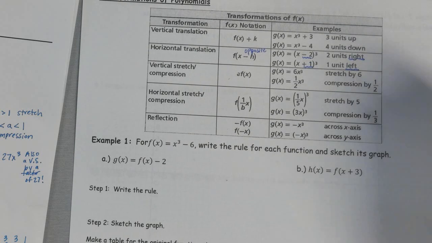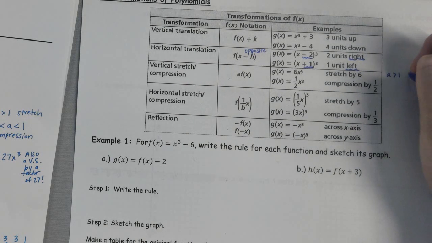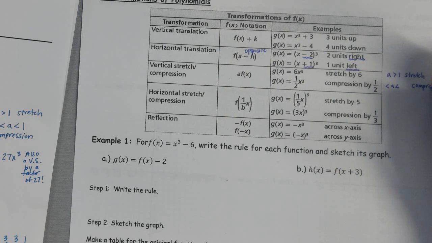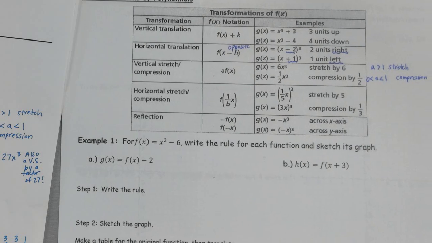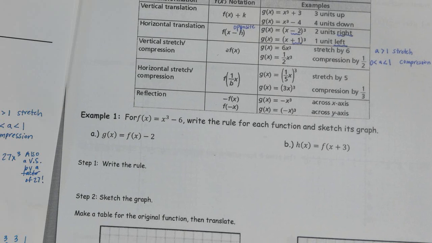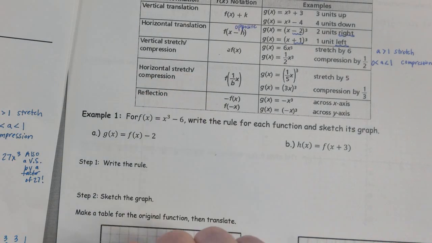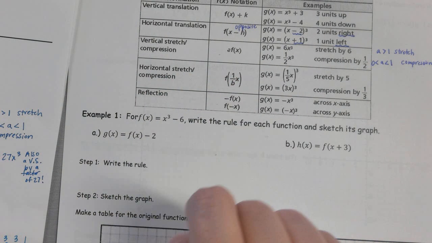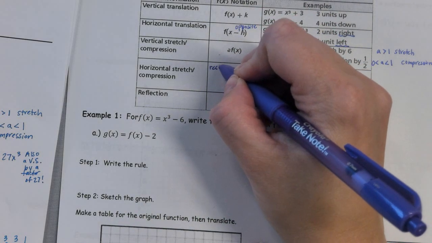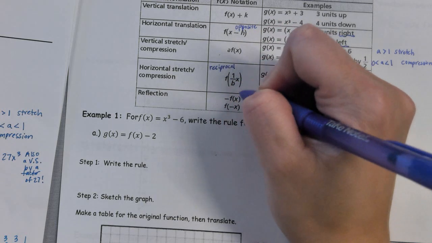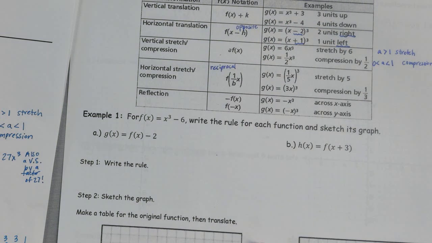Remember that we know it's a stretch if the a value is greater than 1. And then, do you guys remember what the a value has to be for a compression? Has to be less than 1, but also greater than 0. Okay, and then when you have a horizontal stretch or compression, you have 1 over b. So remember, when you're identifying what that factor is, there is the reciprocal there.